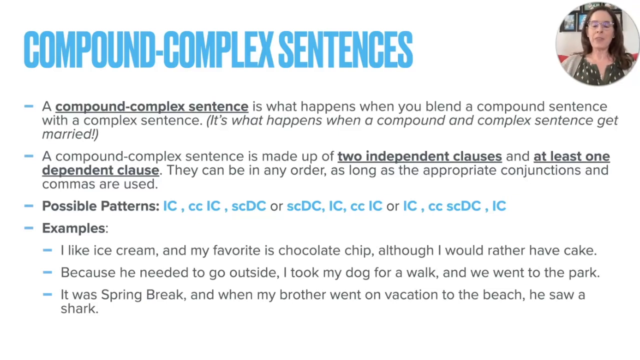And the third example, it was spring break, and when my brother went on vacation to the beach, he saw a shark. The first part is an independent clause, it was spring break. Then you have your comma and your coordinating conjunction, and the dependent clause interrupts, when my brother went on vacation to the beach. So then you need another comma and finish with your independent clause. Again, tricky kind of sentence, but look for the patterns. So hopefully that will help you see the difference between simple, compound, complex, and then the compound complex sentences.